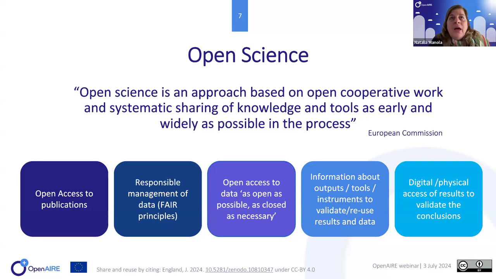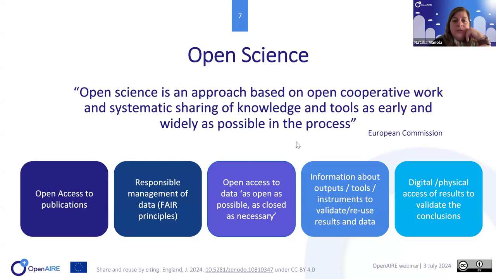That means that if we have privacy issues we're not sure about, or if we have collaborations with SMEs or industry that may lead to competitiveness issues, this is something we need to consider. What we also need to consider about open science is information about outputs, tools, and instruments to validate and reuse results and data. Think about a data-driven project, and everything that intervenes in this process. Then we need to think about what digital or physical access to results is needed to validate conclusions. So think about what kind of infrastructures we will be using to make sure that things are being accessed. Next slide.